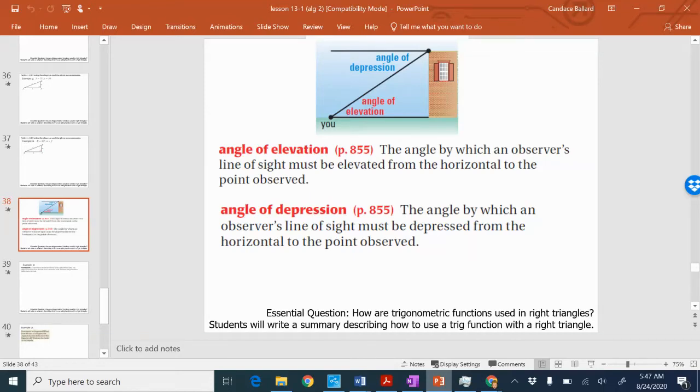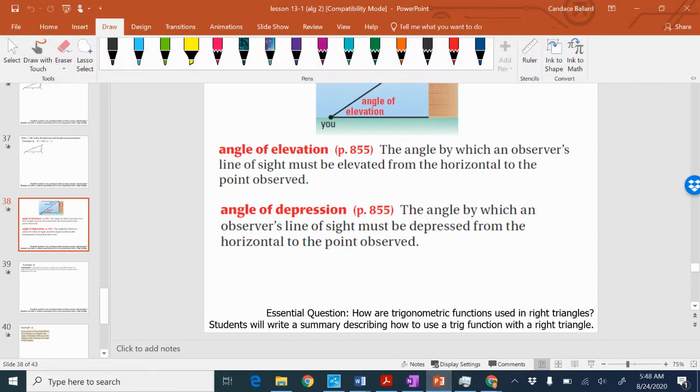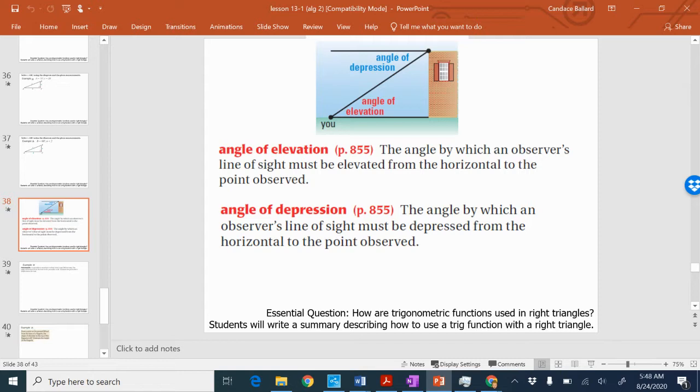So in this little part of the lesson, we're going to talk about angle of elevation and angle of depression. The way I always think about this is that the angle of elevation is the angle that is going up. The angle by which an observer's line of sight must be elevated from the horizontal to the point observed. You get in an elevator, you have the bottom floor, you hit a button, and you go up. That's how I think about this.